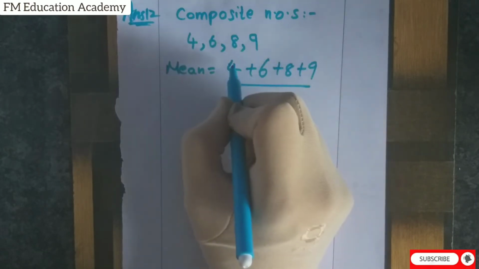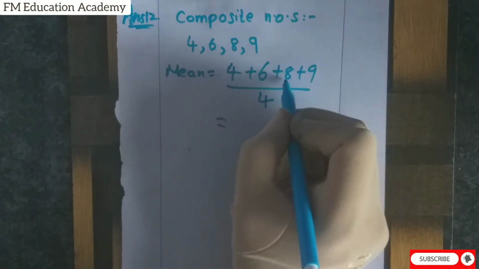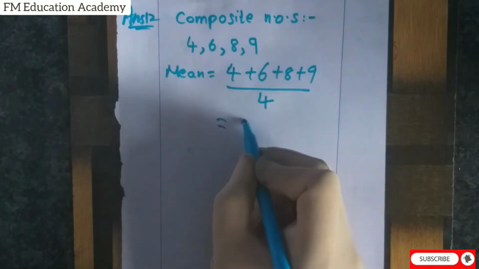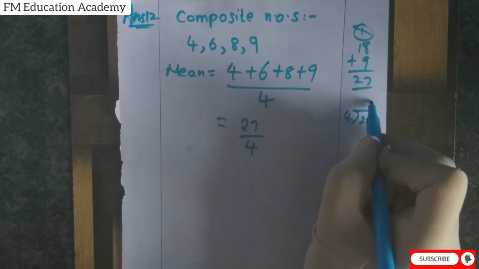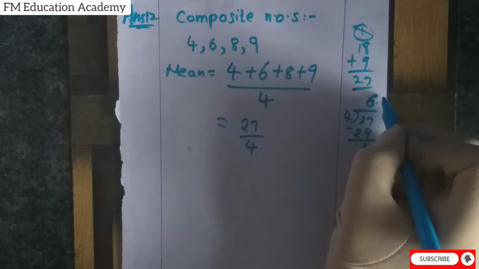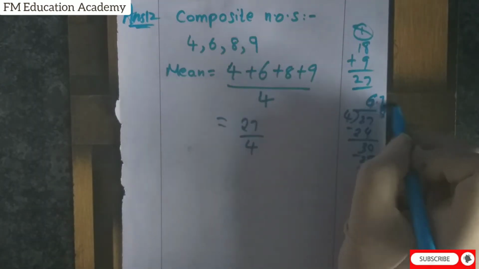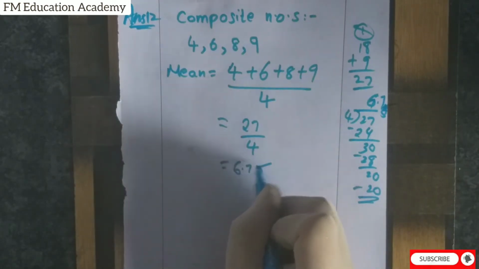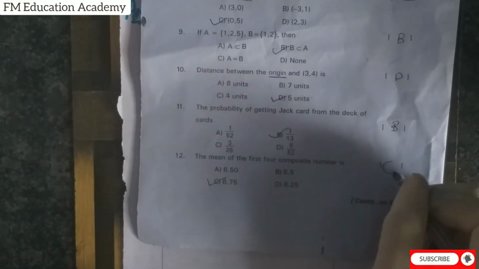By the total composite numbers, here are 4. We know 4 plus 6 is 10, 10 plus 8 is 18, and 18 plus 9 is 27. So 27 by 4. 4 outside, 27 inside. 4 sixes are 24. 27 minus 24 is 3. Put a point, bring down 0. 4 sevens are 28, so 2, 0. 4 fives are 20. So 6.75. So the mean of the 4 composite numbers is 6.75. Option C here. So right C.